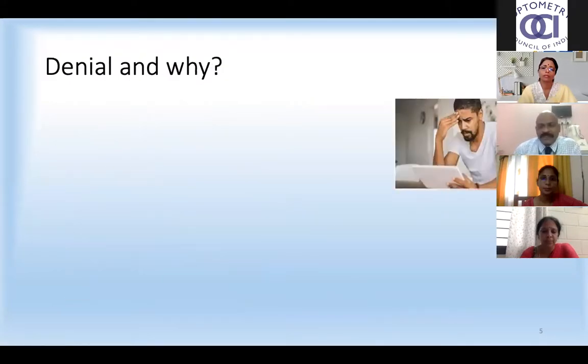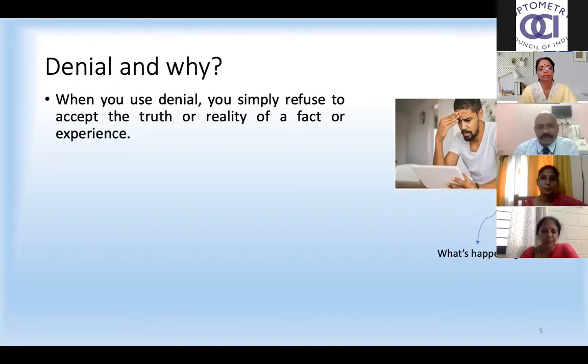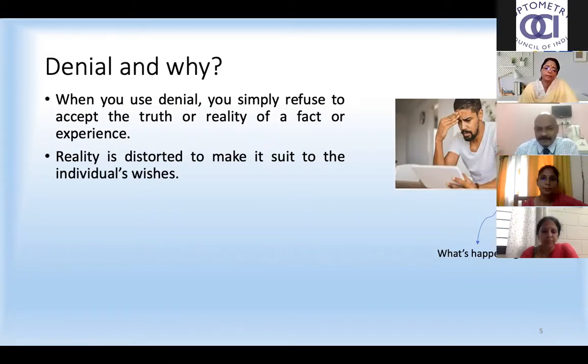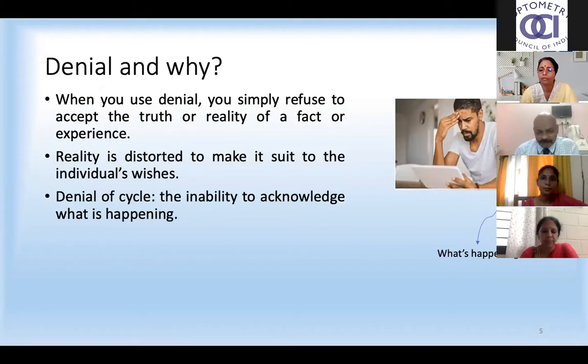If you see this picture, this individual is looking at a tablet at close work, and he is having problems looking at the near very clearly. Now, why is this happening? What is happening because of which he's not able to see? That's the kind of thinking which goes on in his mind. When you are in denial, you simply refuse to accept the truth or reality of a fact or an experience. The reality is distorted to suit the individual's wishes.